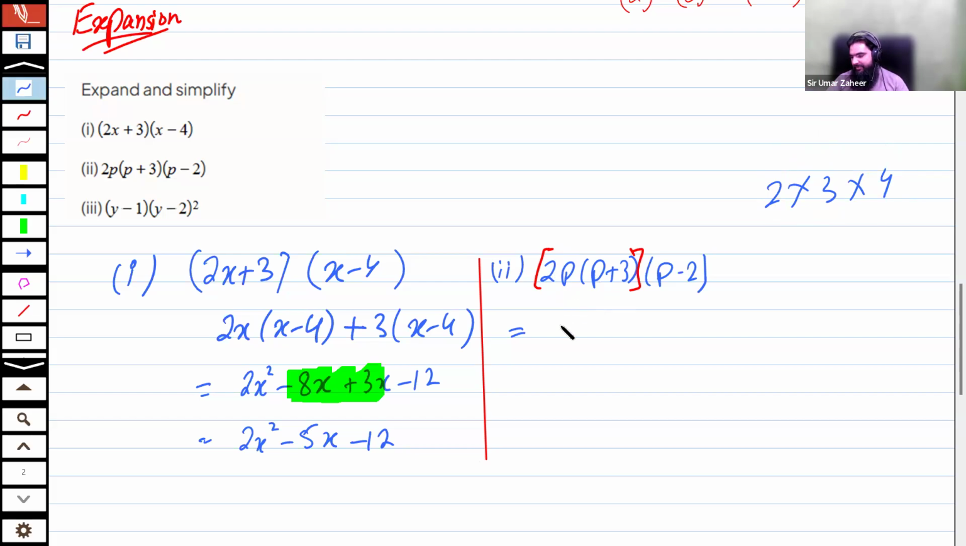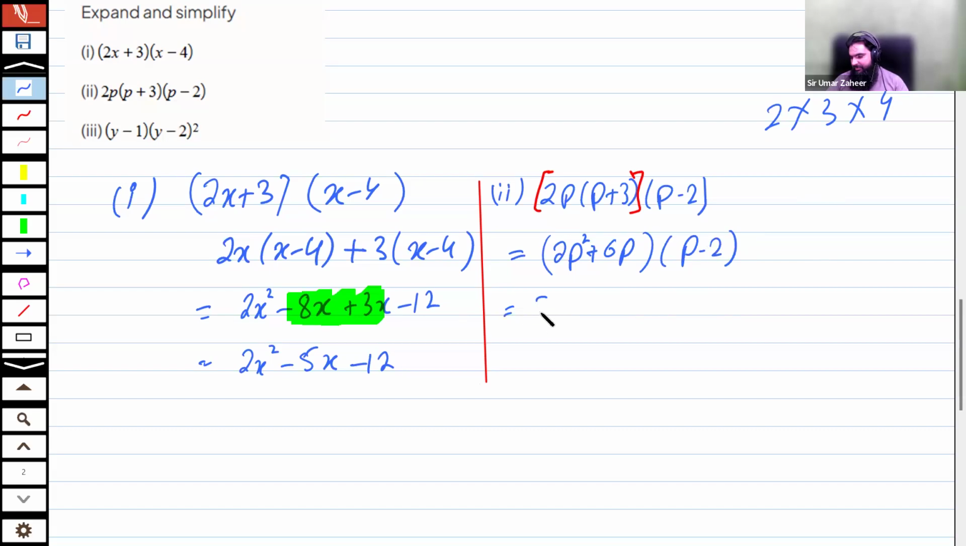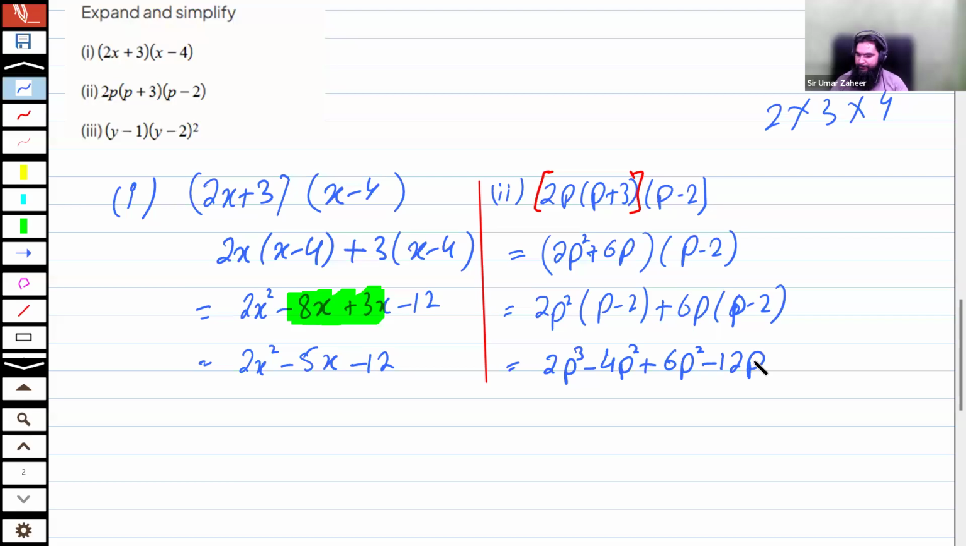So 2p multiplied by p will be 2p squared. 2p multiplied by 3 will be 6p. p minus 2 stays as it is. Now we have two brackets multiplying. So we have 2p squared times p minus 2, and 6p times p minus 2. 2p squared multiplied by p will be 2p raised to power 3. 2p squared multiplied by minus 2 will be minus 4p squared, plus 6p multiplied by p will be 6p squared. 6p multiplied by minus 2 will be minus 12p.